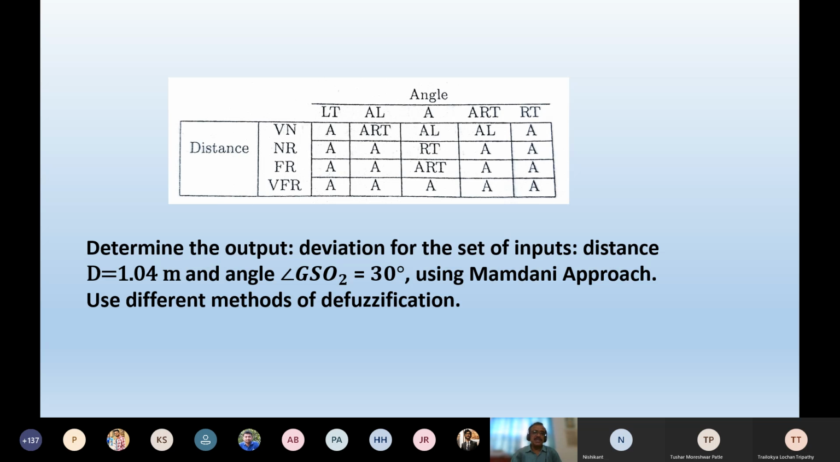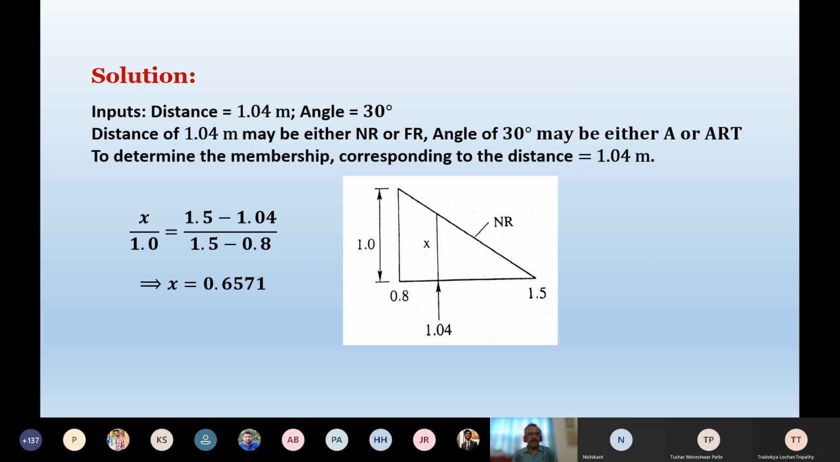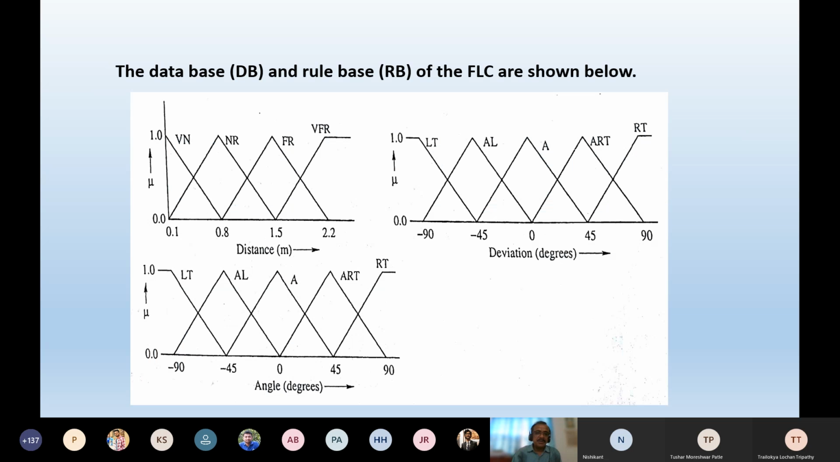Okay. Now you see how to find out the solution. Very simple. Once again, the input distance is 1.04 and the angle is 30 degrees. So go back to the database. Distance starts from 0.1 meter to 2.2. How to determine this particular range? Once again, this range can be initially determined based on your experience, and we can also optimize what should be the effective range for these particular inputs and output.